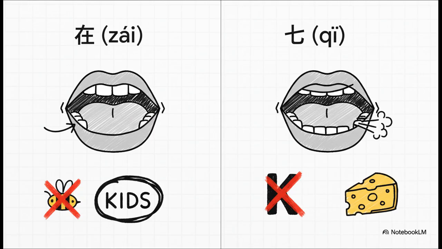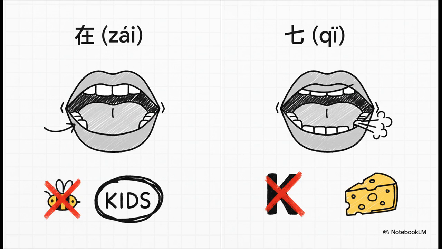First up, 在. A really common mistake for English speakers is to make that Z sound buzzy, like in the word zoo. That's not quite right. The Mandarin Z is what we call an unaspirated affricate. To make the sound, put the tip of your tongue right behind your top front teeth, kind of like the position for the DS sound in kids, and just release it flatly. No buzz, no puff of air, 在. You try it. 在. Good.